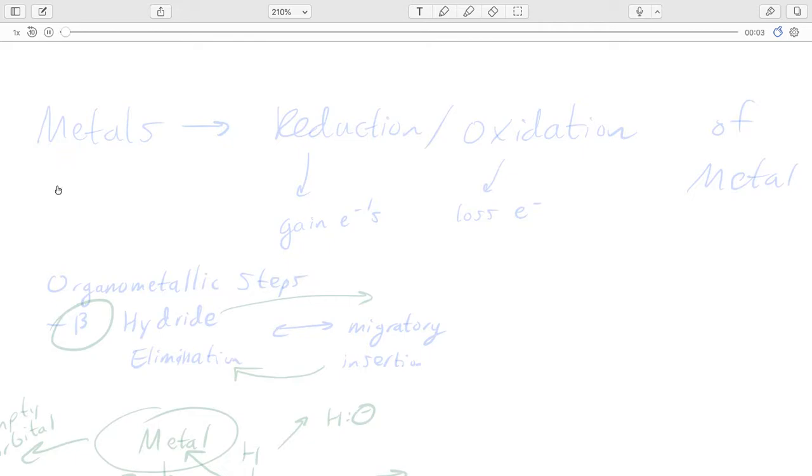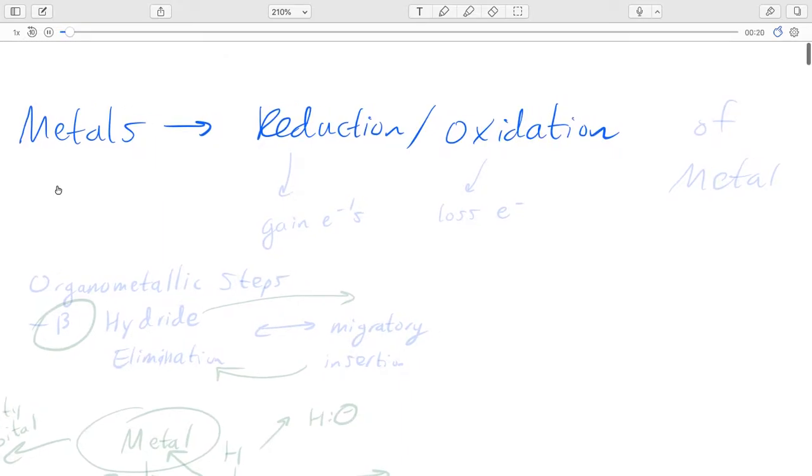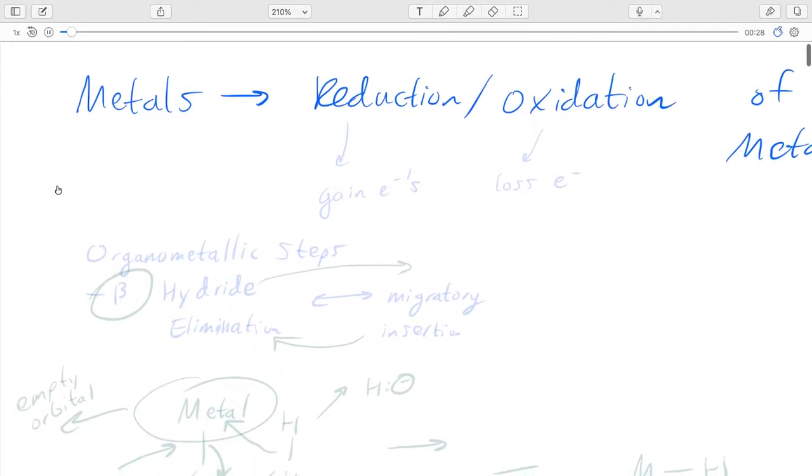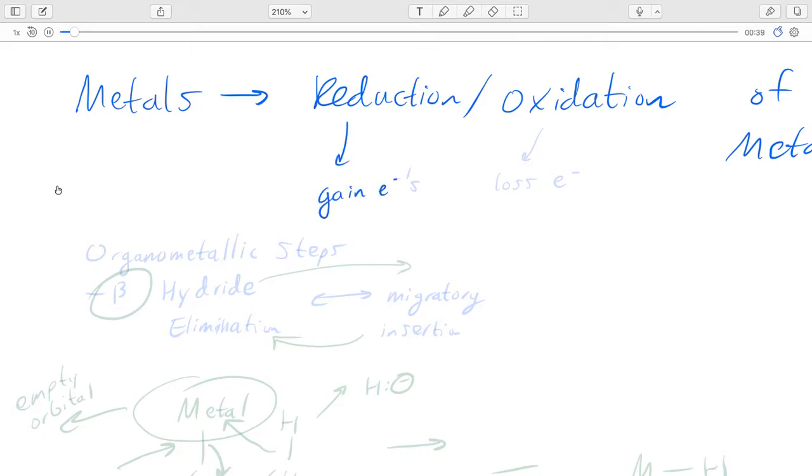So remember that when it comes to metals, we typically want to look for a reduction or an oxidation of the central metal. I should zoom in a little bit so I can write bigger. And remember that whenever we're talking about redox or oxidation, reduction is a gain in electrons, and oxidation is loss of electrons.